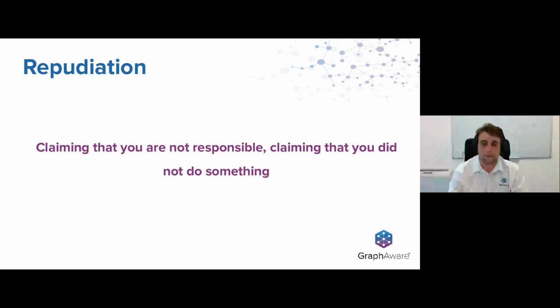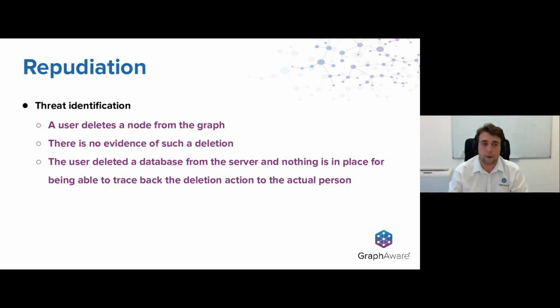Repudiation. I believe it is the most important category in security. Repudiation is claiming that you are not responsible, claiming that you did not do something. So how do we identify the threats? Well, if a user deletes a node from the graph and there is no evidence of such a deletion, or the user deleted the database from the server and nothing is in place to trace back the deletion action to the actual person who did it, well, enterprises are then in a serious problem because you have to trace back what happened on your system.